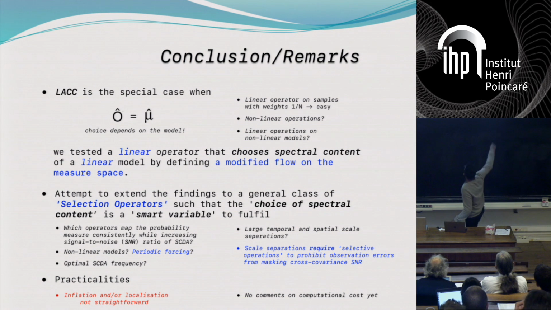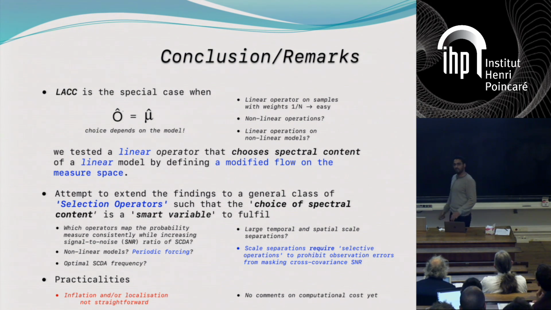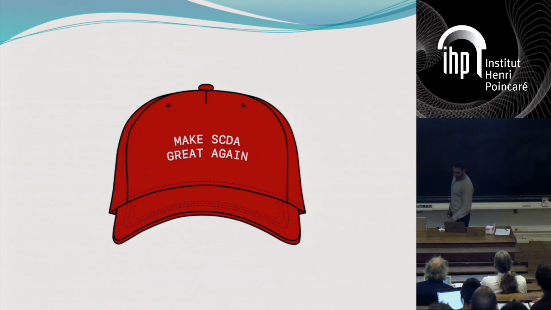And the practicalities: I can't see myself here, but I didn't make any comments on the computation cost yet, because it's a simplified model. Once we get to more realistic, complicated models, which we have to run in real time on real CPU cores, I might have to start worrying about how much energy and money I'm spending. And the inflation and localization is, like I already said, not really trivial. It's not straightforward. You have to think a little bit. And that's it. So let's make it stronger.